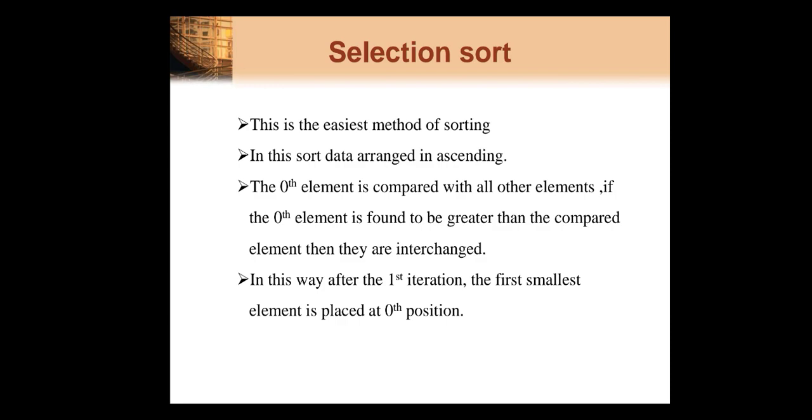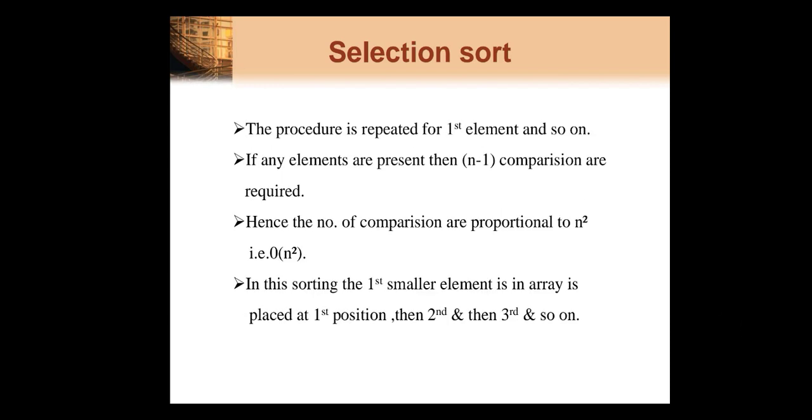In this way it will compare the 0th element with all the remaining elements of your array, and if you find that this 0th element is greater than a remaining element, you will interchange them. In this way it will select the smallest elements one by one and place them at their proper positions. That means from the given array it will select the first smallest element and place it at the first position, then select the second smallest element and place it at the second position, the third smallest element and place it at the third position.